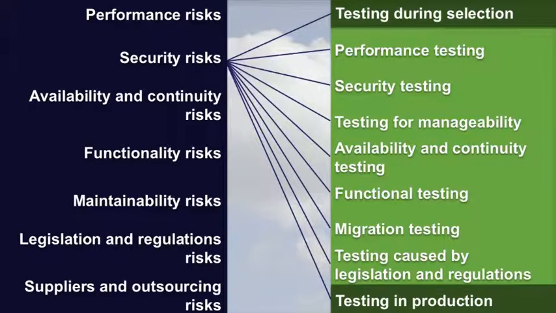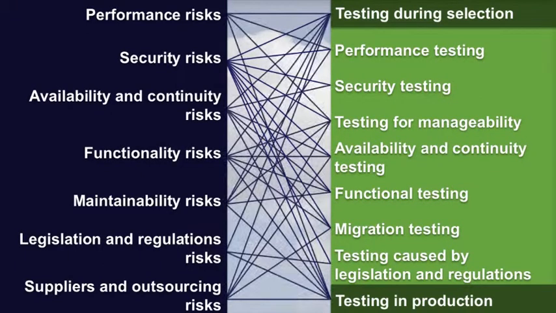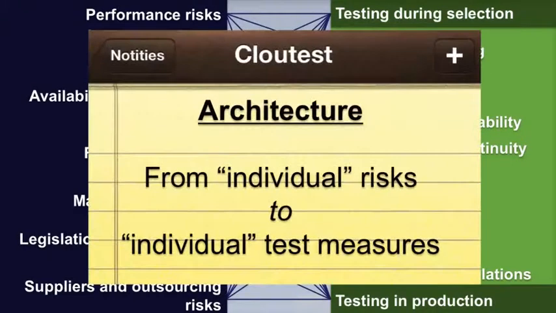The number of security risks is overwhelming. They link to a large variety of test measures. So, for each of the individual 143 risks, we identified 1 or more individual test measures that will help mitigating each risk.